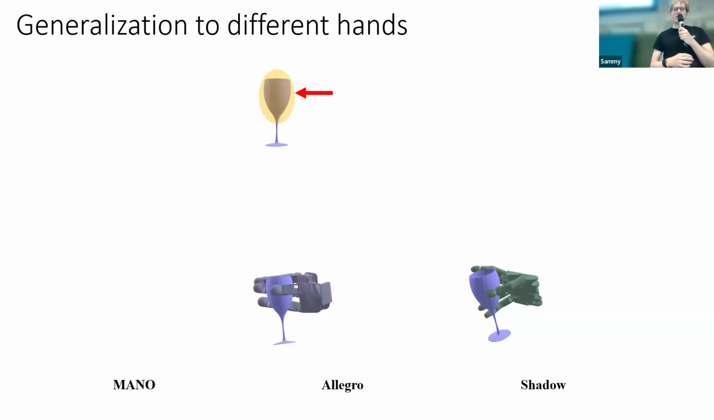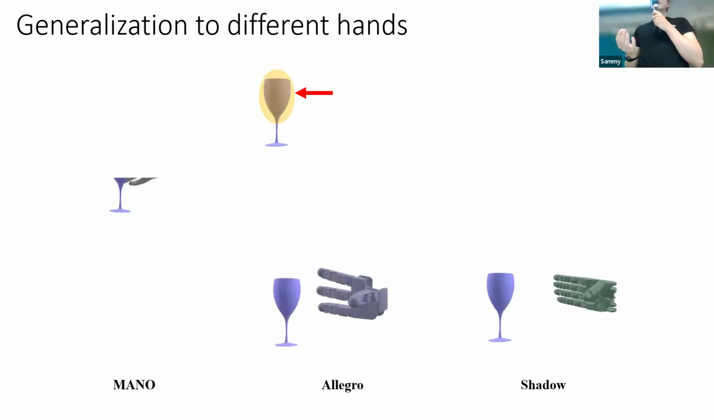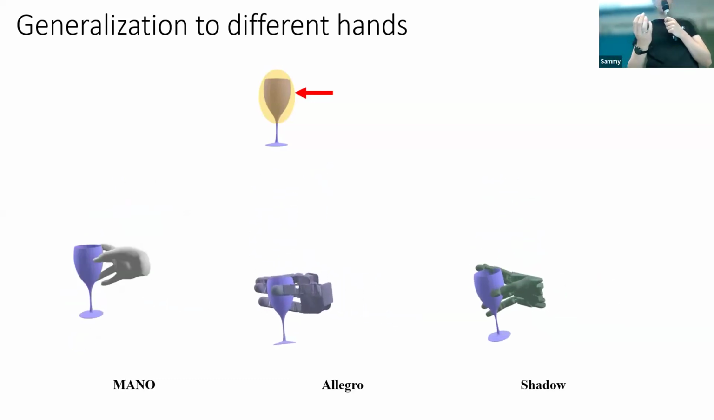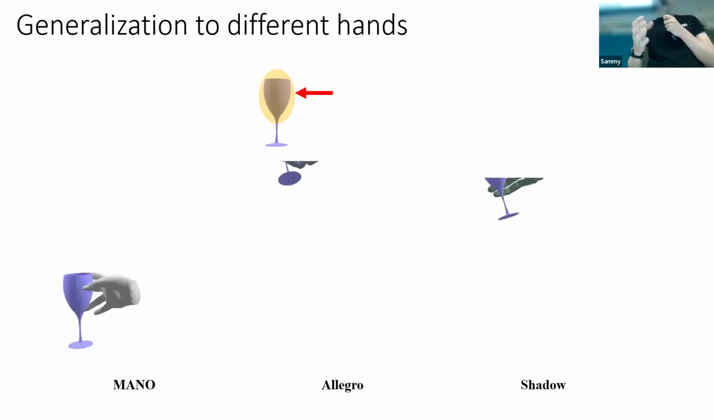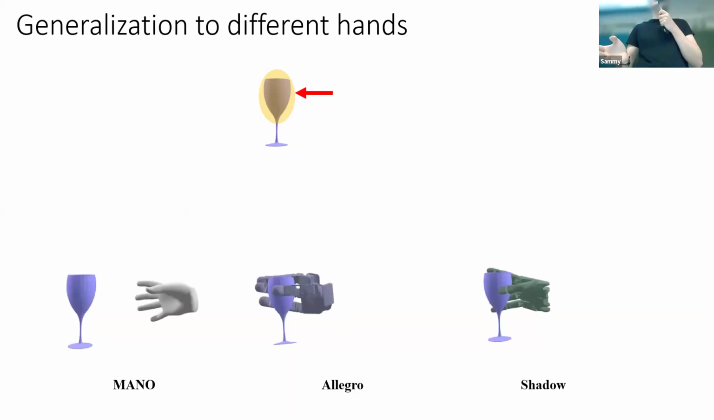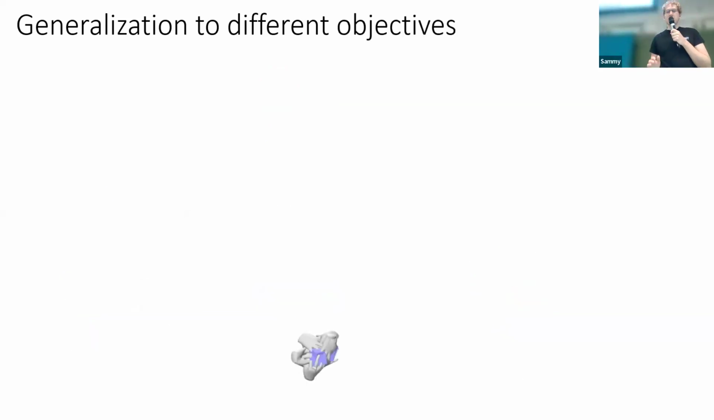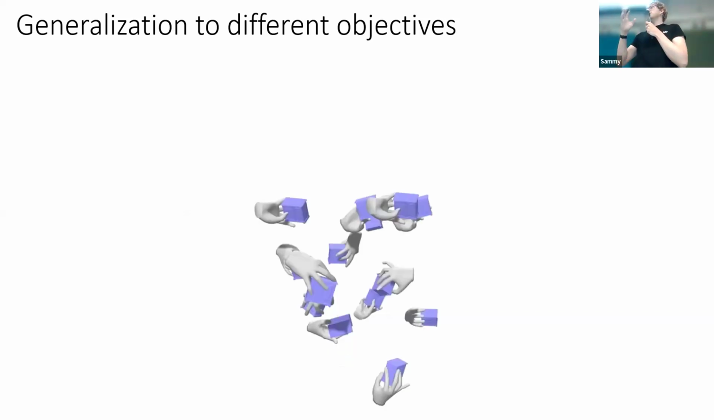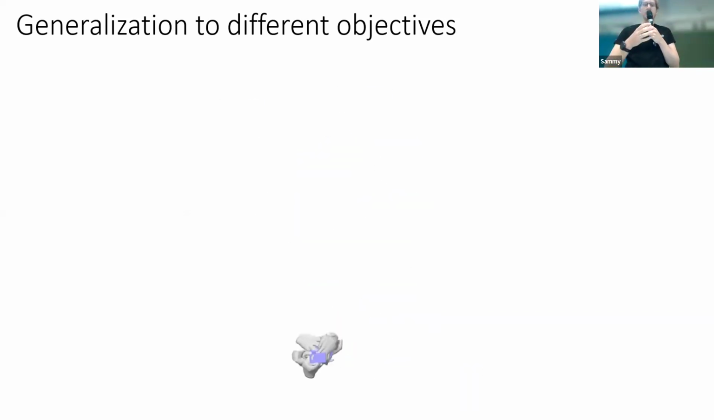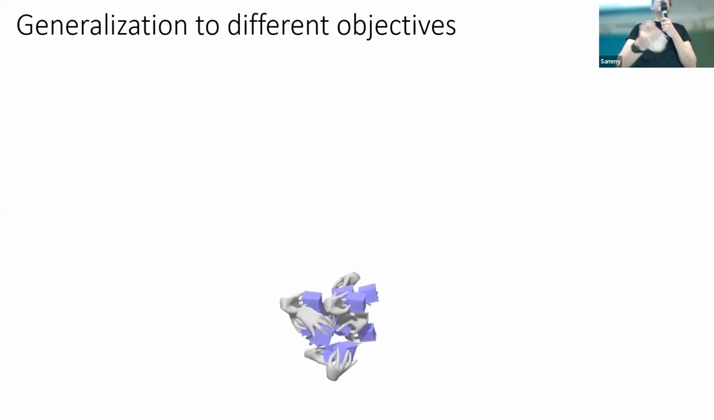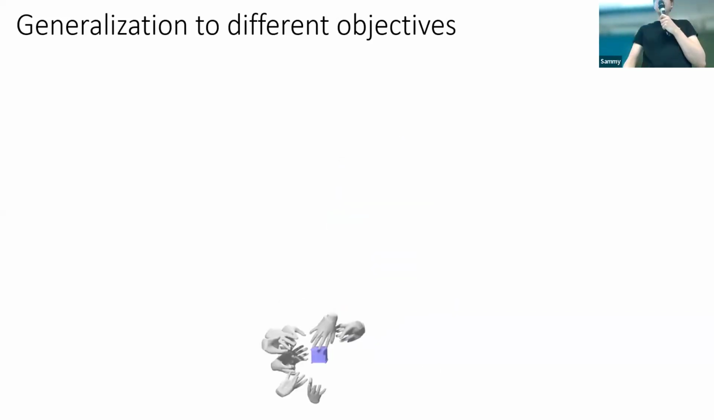Then we show generalization across different hands. So as you can see, we can define some objectives and then just use this across different hand morphologies. Lastly, we can define different objectives per object, and you see that there's a lot of diversity in the grasps that we can generate even for one single object.